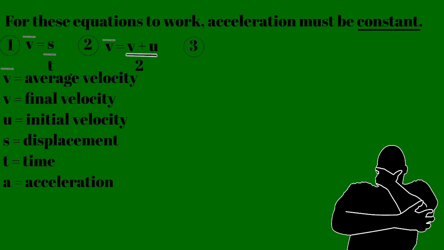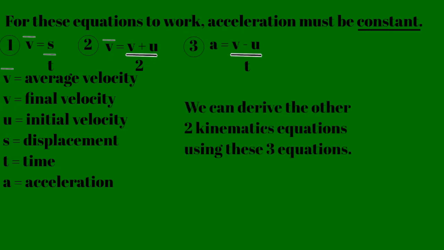The third equation: acceleration is equal to final velocity minus initial velocity, divided by time. By definition, acceleration is the rate of change of velocity. Change in velocity is equal to final velocity minus initial velocity, and a rate in physics is something divided by time. We can derive the other two kinematics equations using these three equations. So as long as you remember these three equations, you can derive the other two more complex looking kinematics equations.